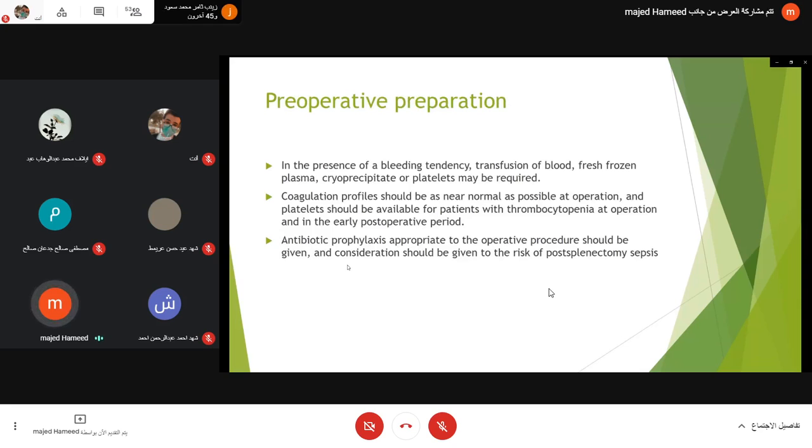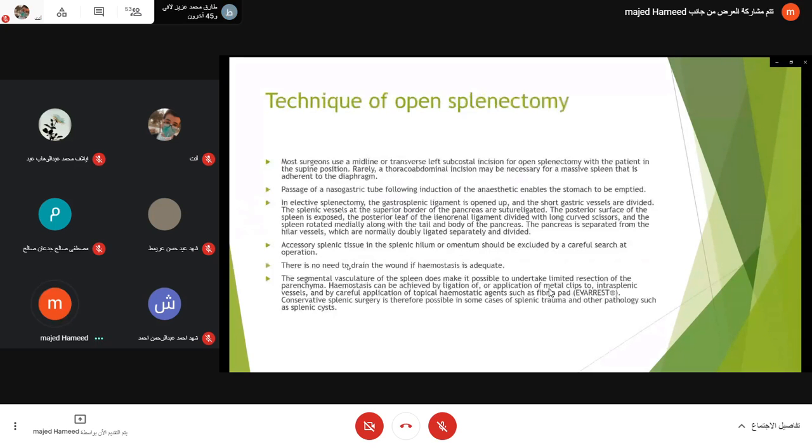Preoperative preparation. In the presence of bleeding tendency, transfusion of blood, fresh frozen plasma, cryoprecipitate, or platelets may be required. Coagulation profile should be as near normal as possible at operation. Antibiotic prophylaxis appropriate to the operative procedure should be given.